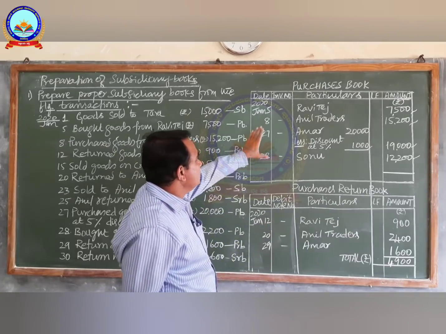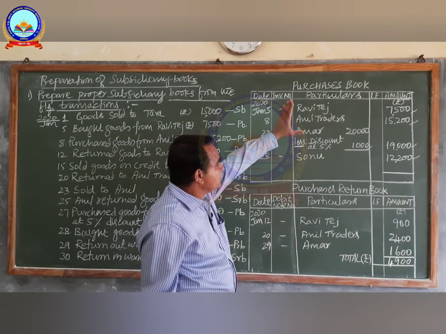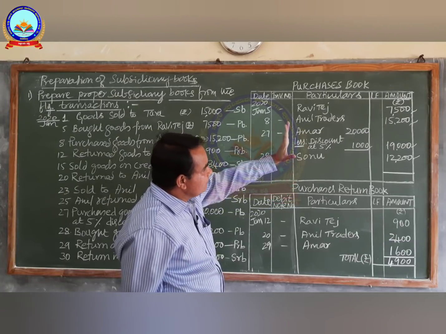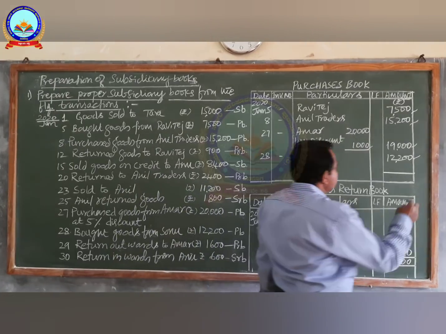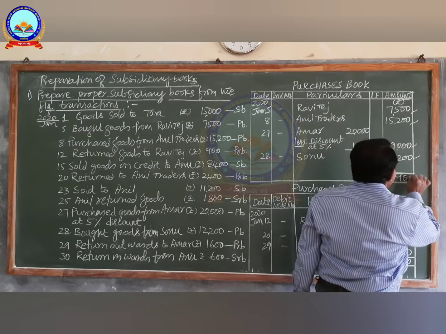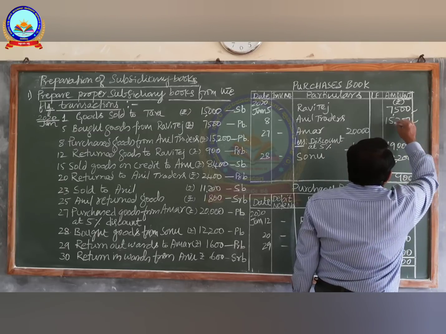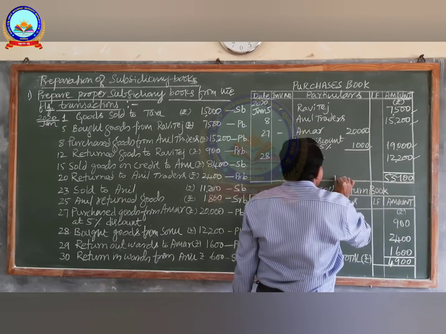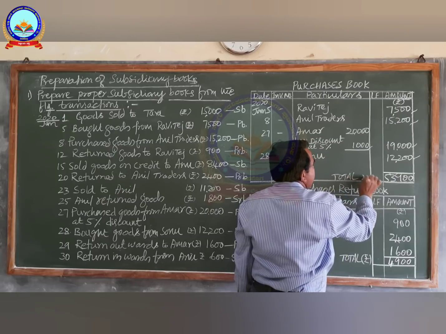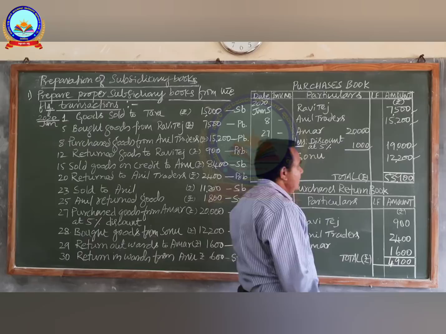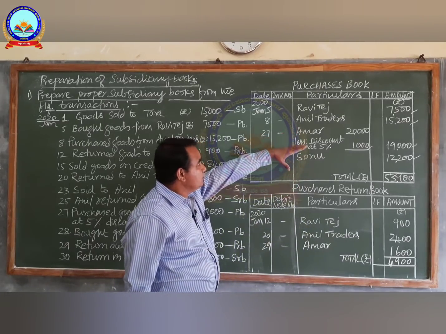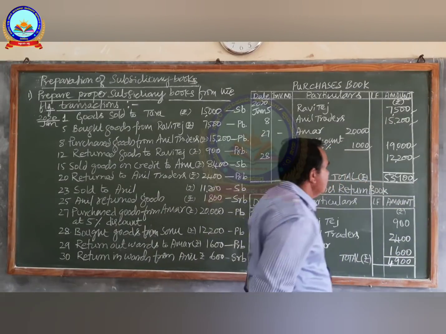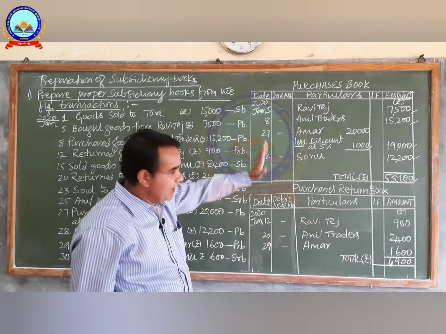After entering all the transactions related to the purchases book, next you are going to make the total of the amount column. Write the total. The total amount of the purchases book amounts to rupees 53,900. The purchases book has already been prepared.